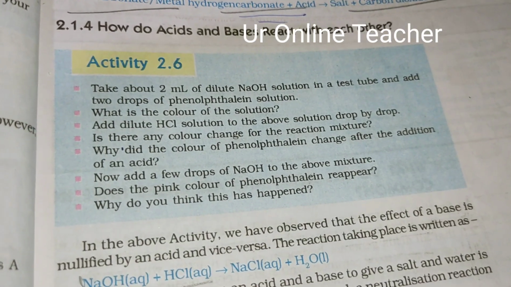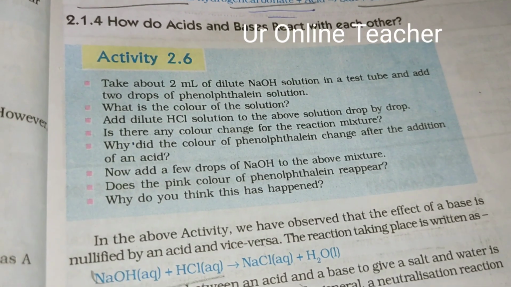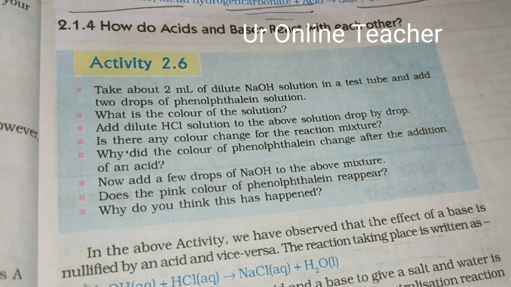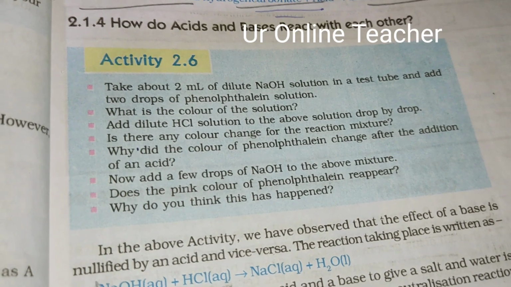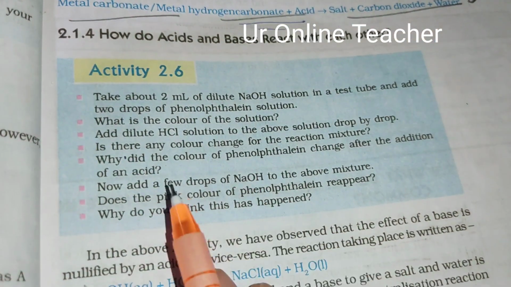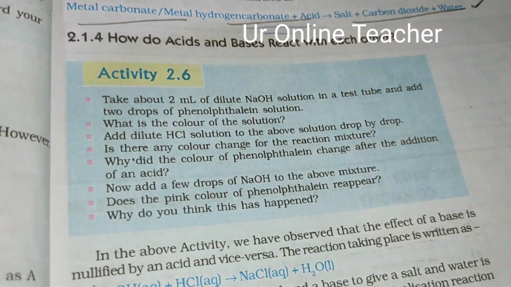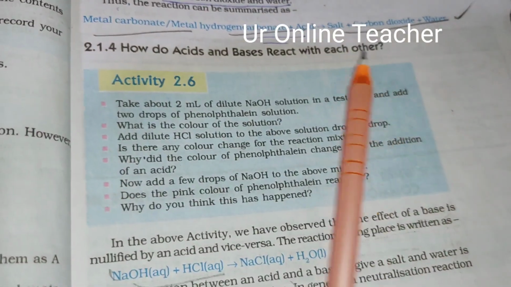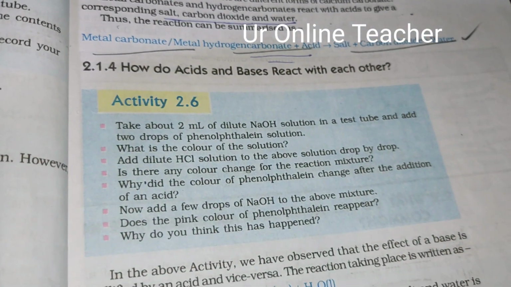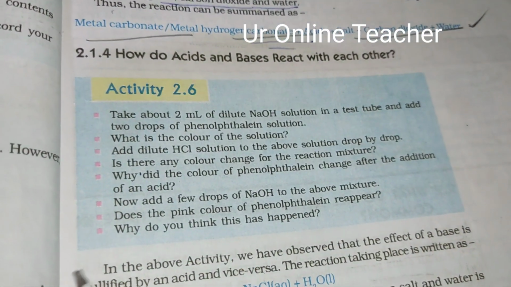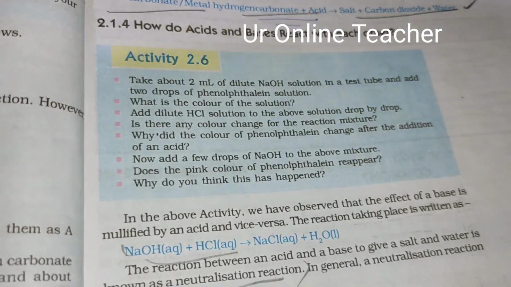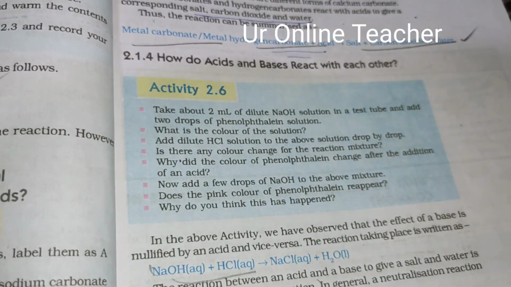Why did the color of phenolphthalein change after the addition of acid? Before adding acid, it will be pink in color when phenolphthalein is added. After we add acid, this pink color disappears. Does the pink color of phenolphthalein reappear? Again, how will it appear? Again, by adding some base.